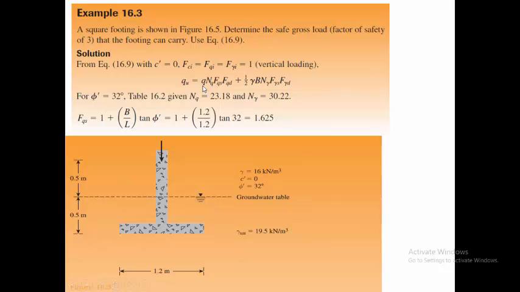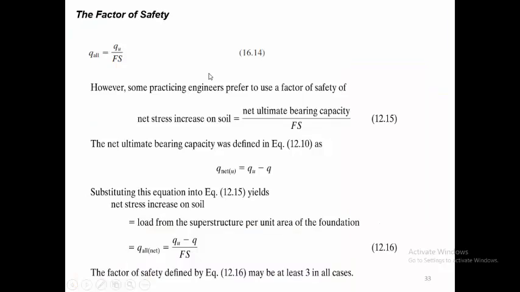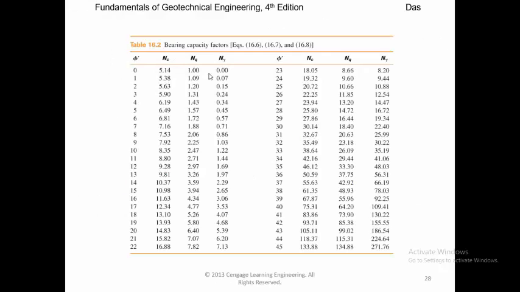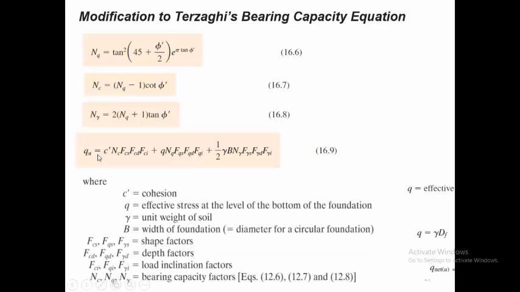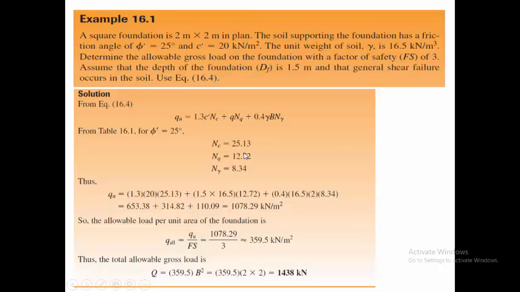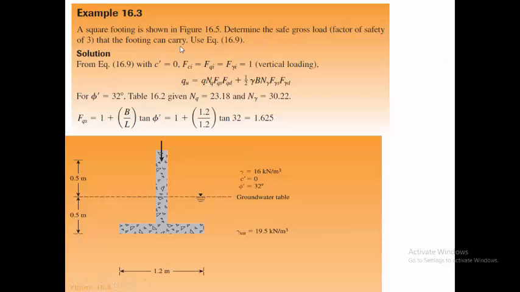The original equation is actually 1.3 c'Nc plus qNq plus the gamma term, but c' is 0. That's why it becomes only 2 terms. Let's go back. See, this is the formula, right? But c' is 0, so that term is already 0, and these 2 will remain.